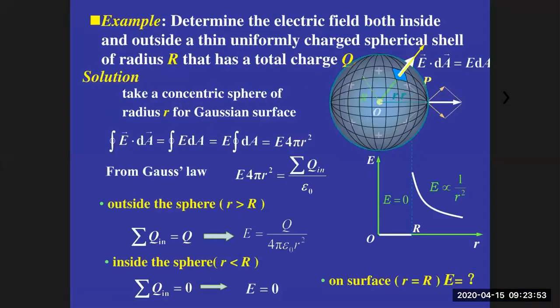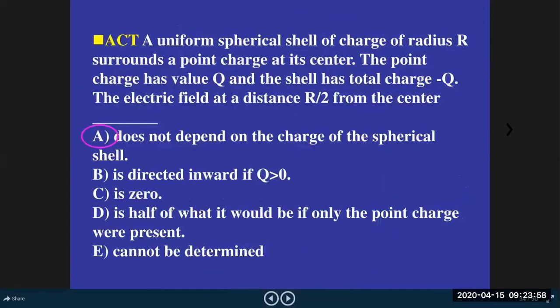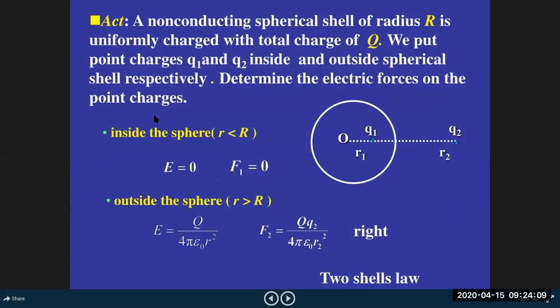This question was also discussed in the last class. Now, the question is about a uniform spherical shell of charge of radius r. A non-conducting spherical shell of radius r is uniformly charged with total charge Q on it. Now we put point charges Q1 and Q2 inside and outside the spherical shell respectively.